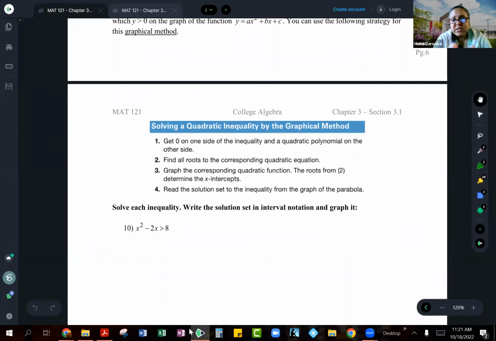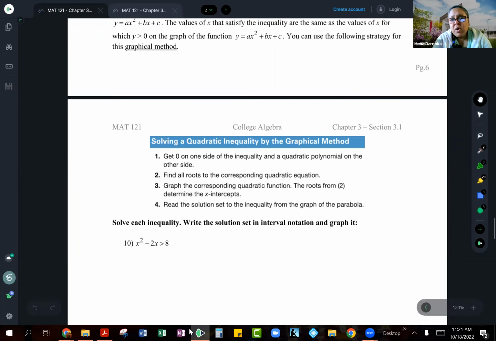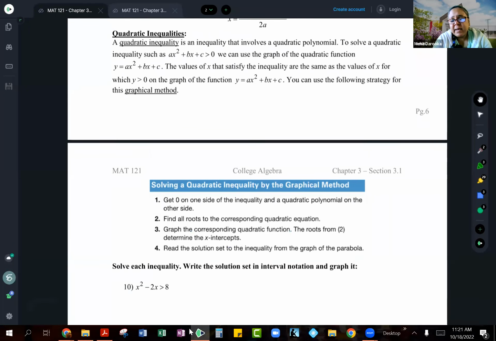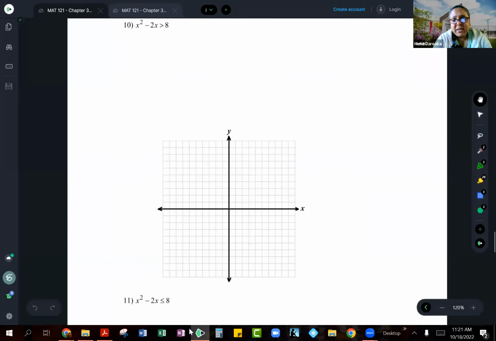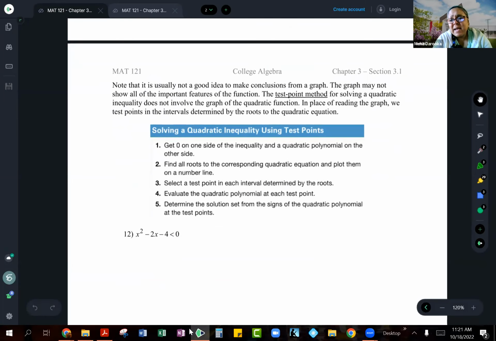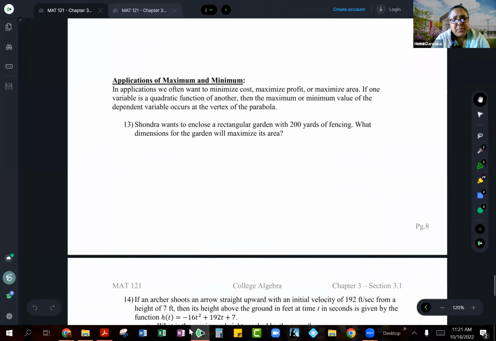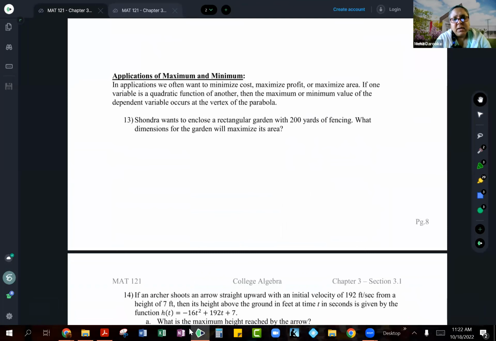So I wanted to ask you if you guys were comfortable working with solving these inequalities, both by the graphing method and the test point method. Did anybody have questions on the quadratic inequalities here? You guys feeling okay about that? Yeah. Okay, so the last part that we needed to discuss here is the word problem. Yeah, Della, that's what we're getting ready to look at here.